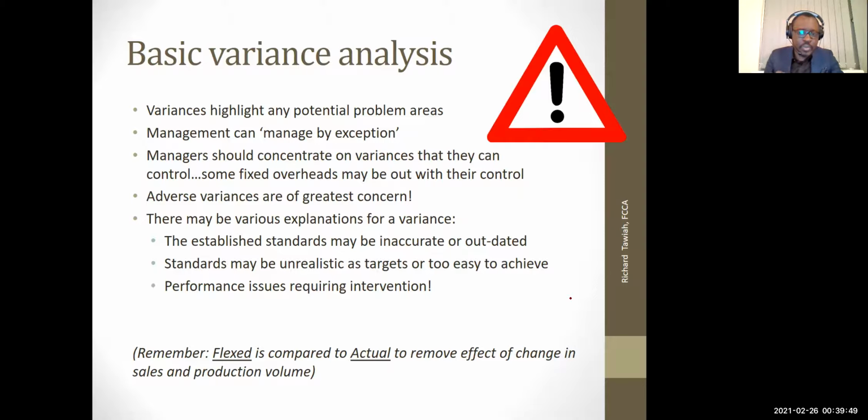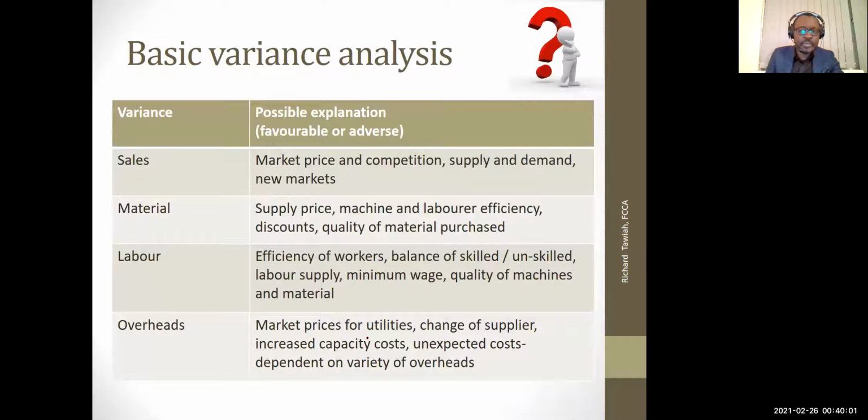So those examples, those explanations are the main important things we need to find. So remember, we are comparing the flexed to the actual, not the original to the actual, the flexed to the actual, okay? No need for formula in these areas, okay? So like I said, what are the examples? What could account for the changes in the sales, the materials, the labor, the overheads, okay?